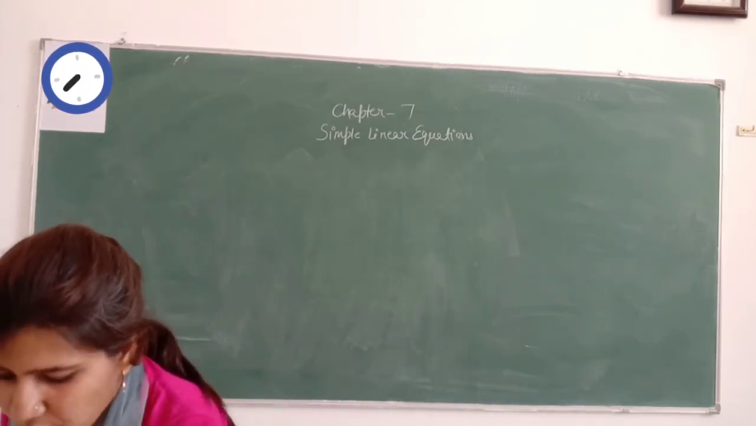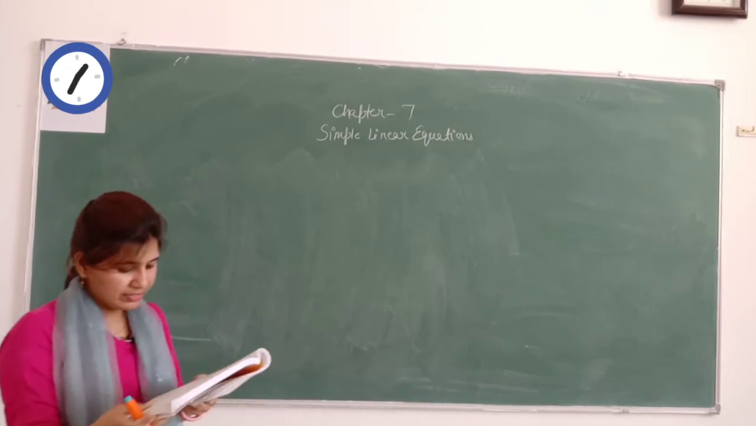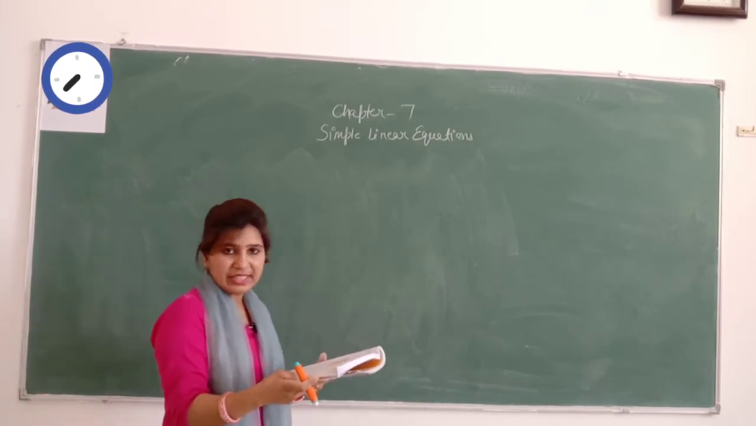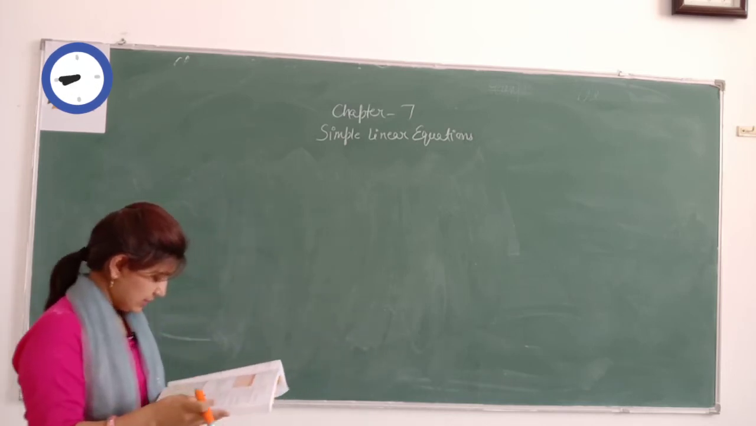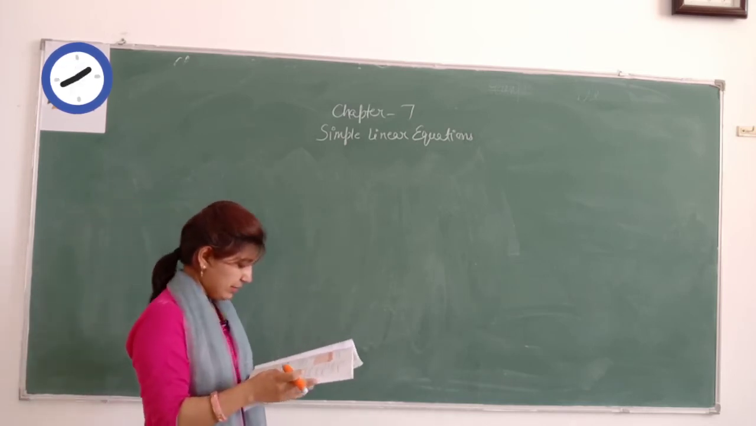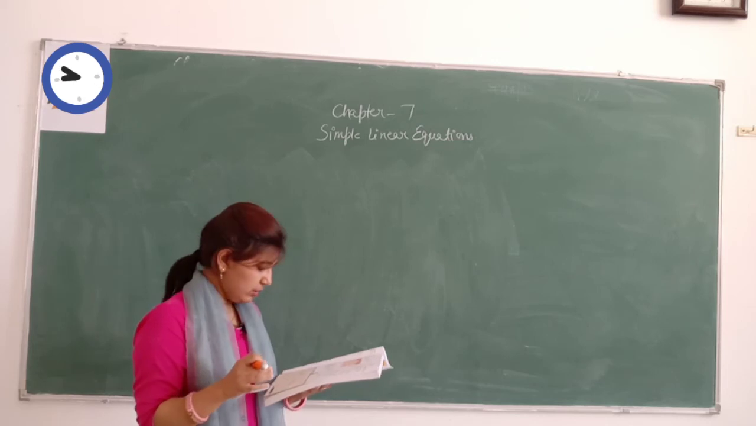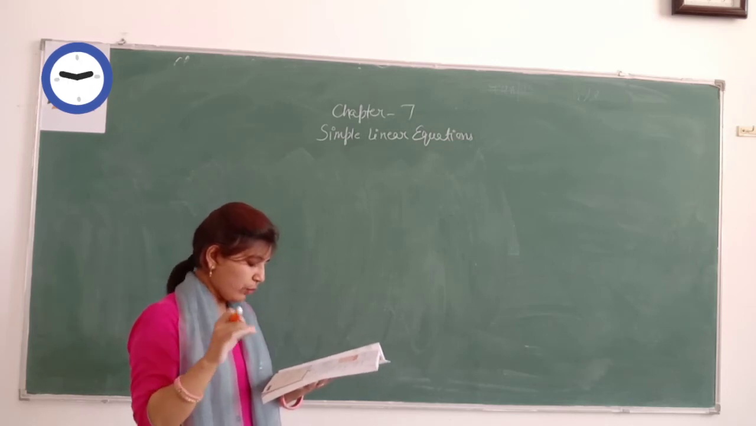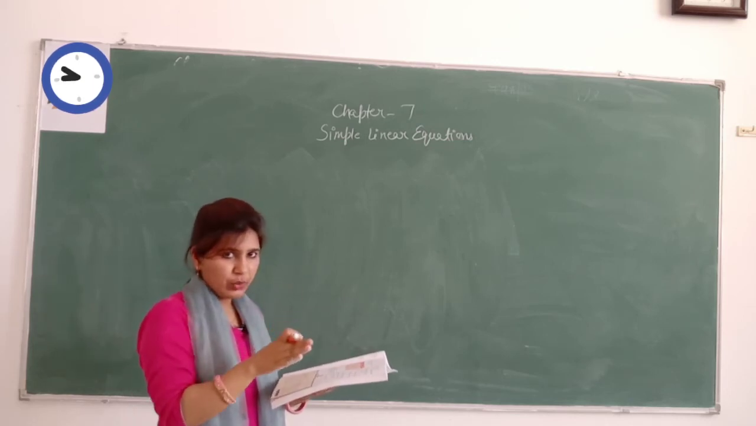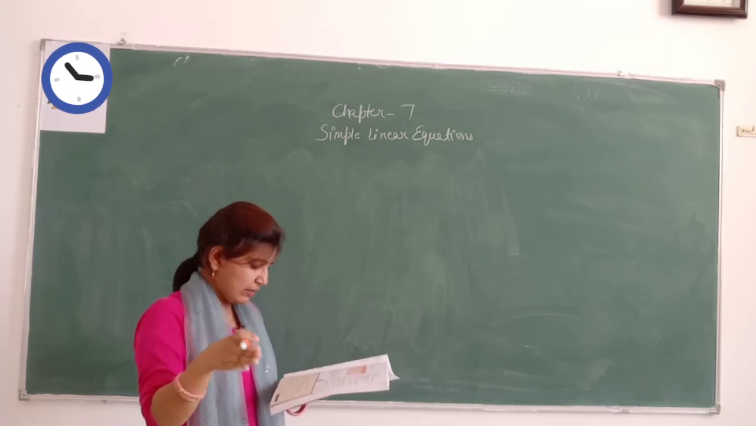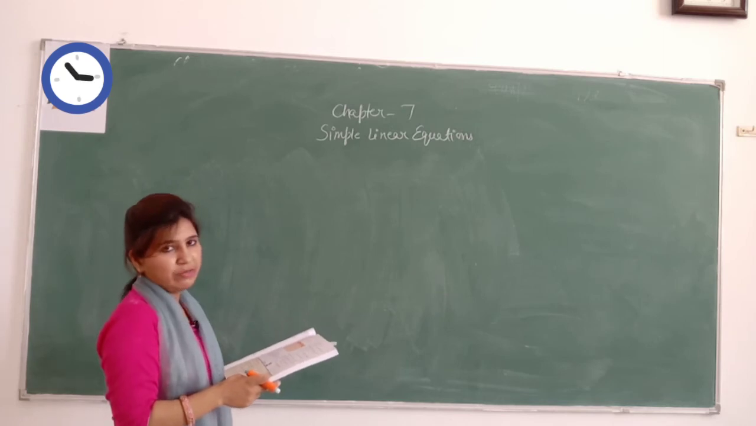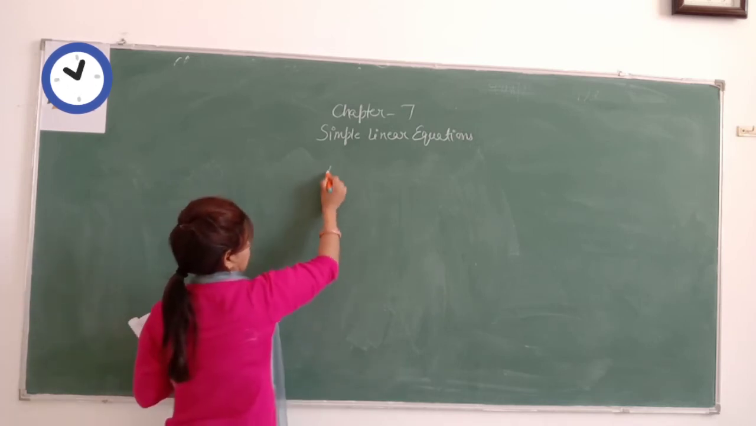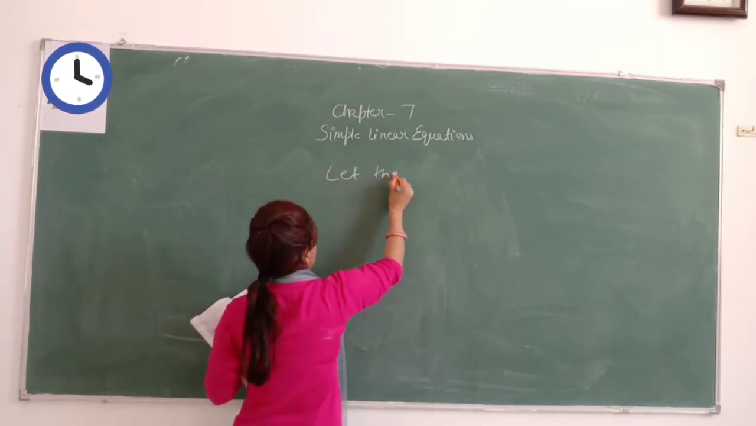Now your second question is what? Form equation for each of the following statement. You have to form the equation from the statement. See बच्चे, in first statement what is given? A number added to half of itself. There is a number, you have to add it to half of itself. It gives you 9. A number added to half of itself is 9. Let the number be x.